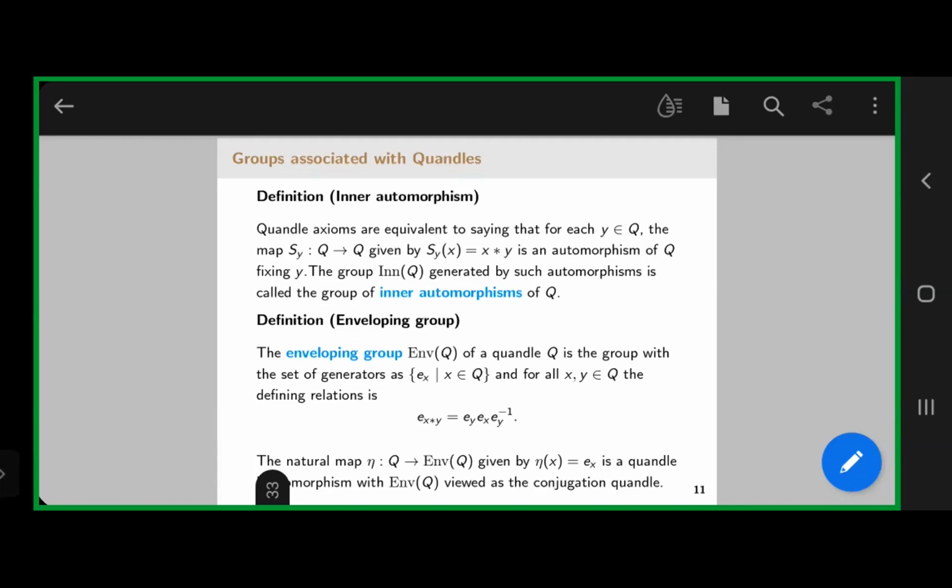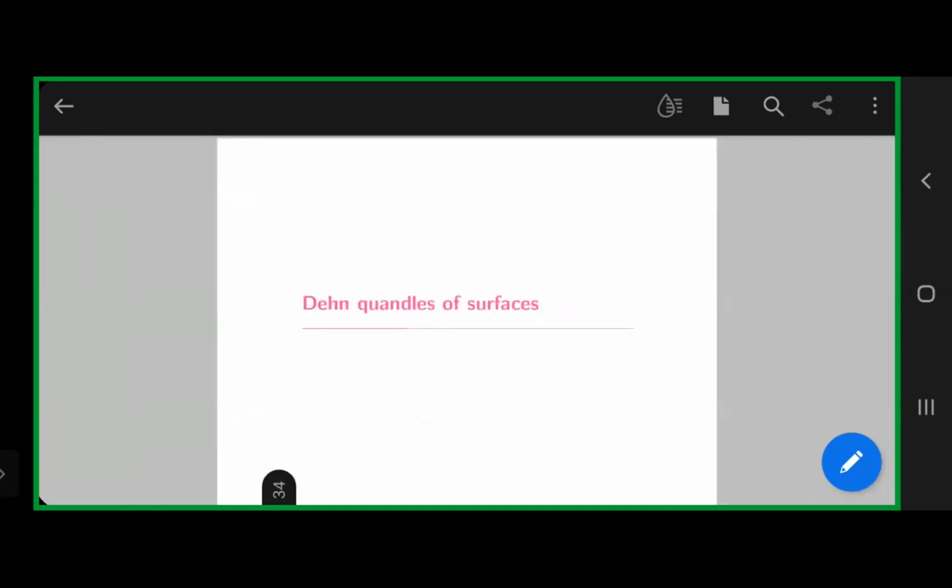So in their paper, this shows that the enveloping group for the knot quandles, which are the quandles coming from the knot, is the fundamental group of the knot in S3. Now let me come to the topic: those quandles which come from surfaces. Any questions till now?